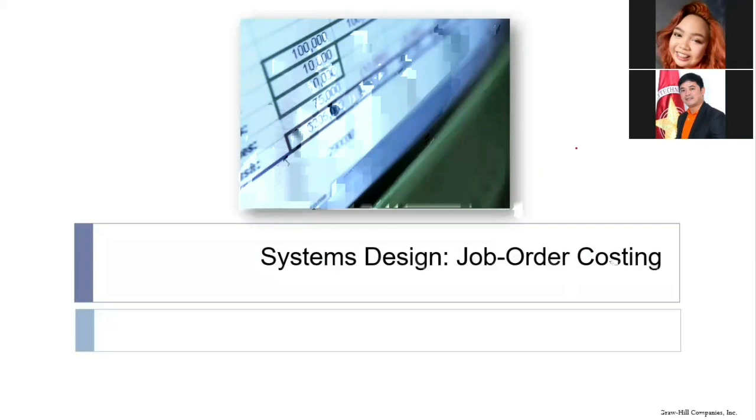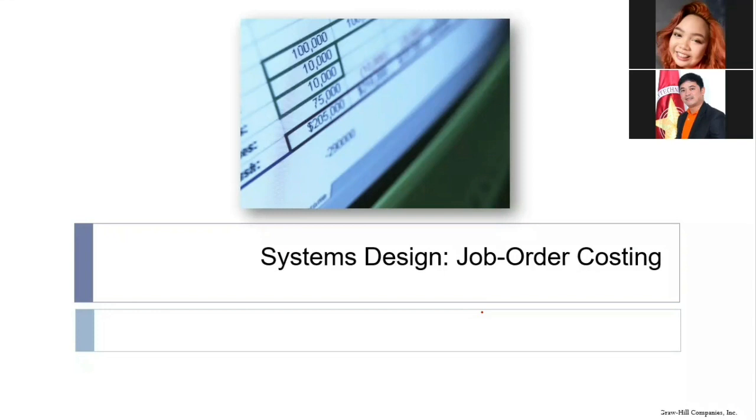Ay, naka-mute ba ako? Hindi ba ako naririnig? Catherine? O baka nahihirapan si Catherine sa signal niya. Is that you, Catherine? Yes po. Medyo choppy po kasi. Okay. Pero you were able to clearly hear and see yung schedule of cost of goods manufactured and sold? Doon po ako na-disconnect. Okay. O sige.